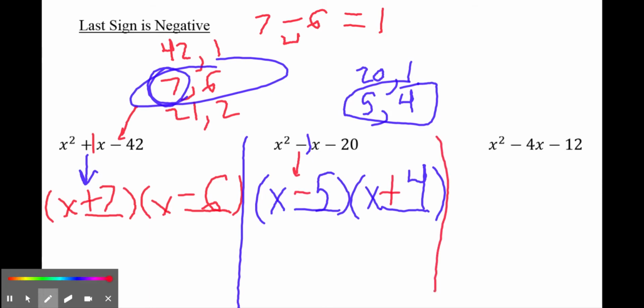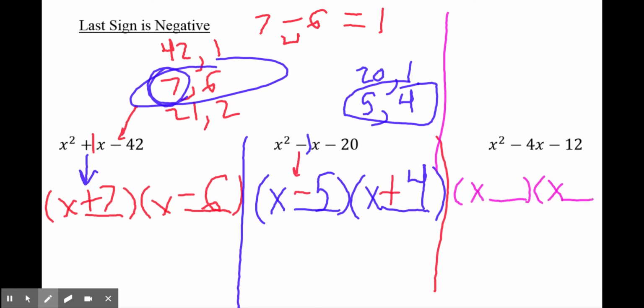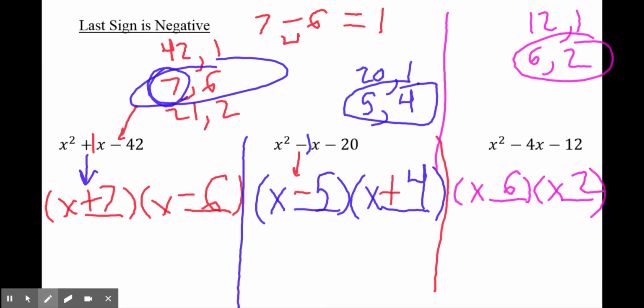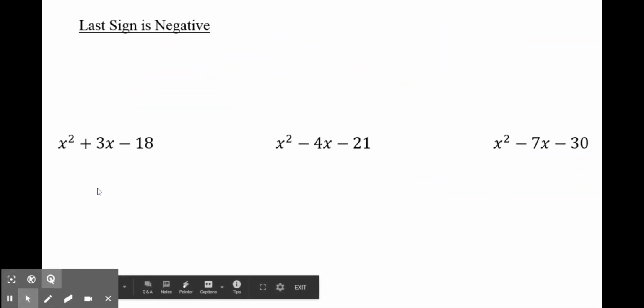Let's try the last one. Here we go. So thinking for this one, we have x blank, x blank. We have 12 and 1, 6 and 2. I can already see that 6 and 2 would subtract to give us 4. The larger number gets the middle sign. The other one is opposite. And you can get pretty fast with these too, even without making a chart. I'll kind of show you here.